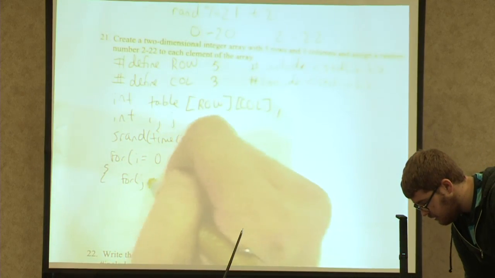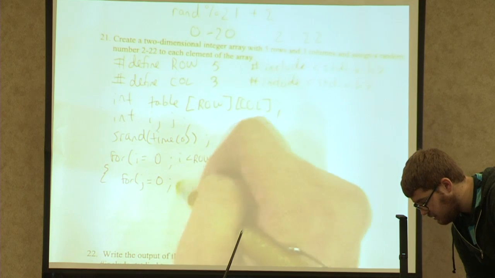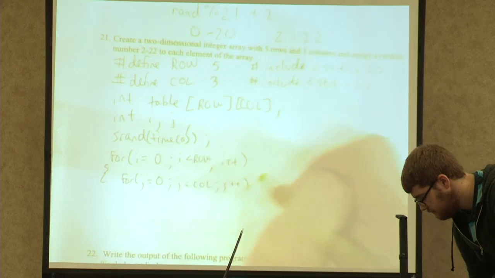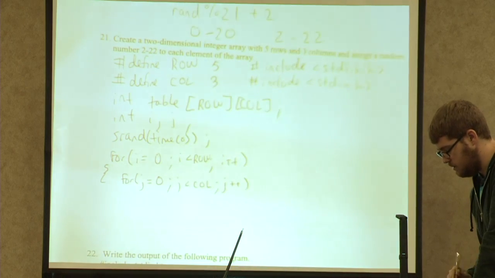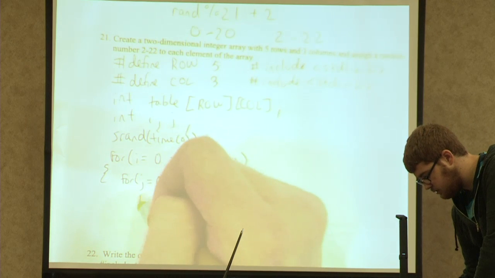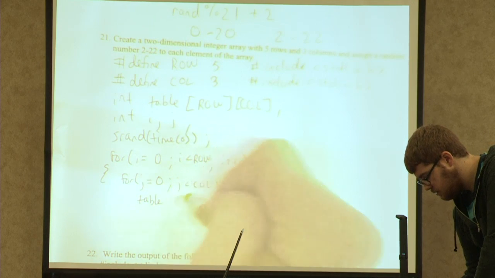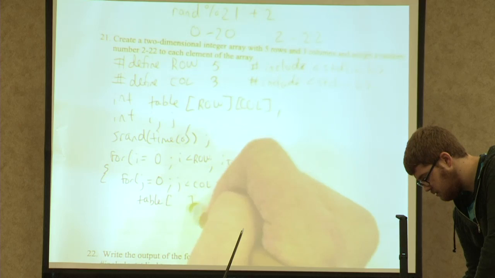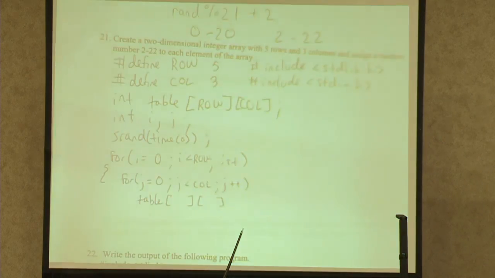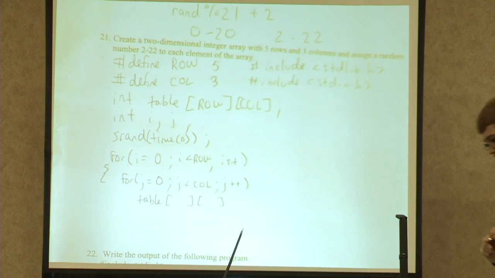Then we're going to use our other one, j equals 0. Same kind of thing. j is less than columns. j++. And then this one is where we do everything. Our array is called table. What would you put in here? Do you guys agree with him? What would you put inside the brackets? i and j, because they're the controllers of the numbers. Row and column would just make it 5, 3, and then you would assign it over and over.